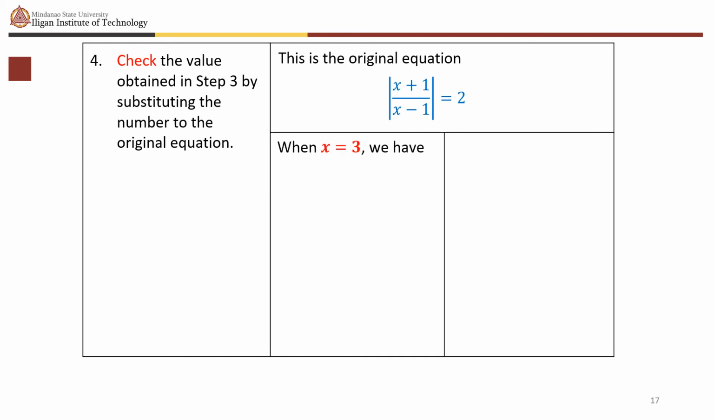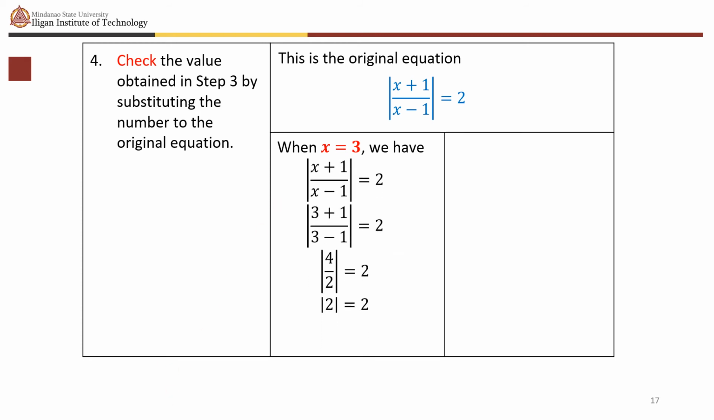When x is equal to 3, we try to substitute the value. So what do we have here now? We have the following, that is the absolute value of x plus 1 over x minus 1 is equal to 2. So substitute 3 to x, we will have 3 plus 1 over 3 minus 1, its absolute value, which will give us 4 over 2. Absolute value of 4 over 2 is 2. So meaning to say this is actually true.